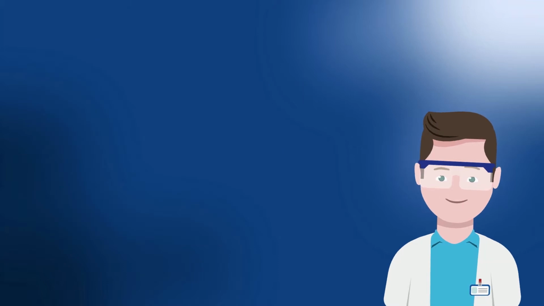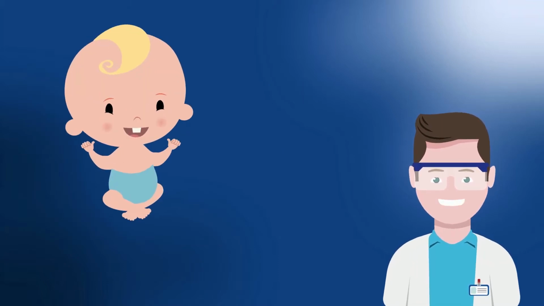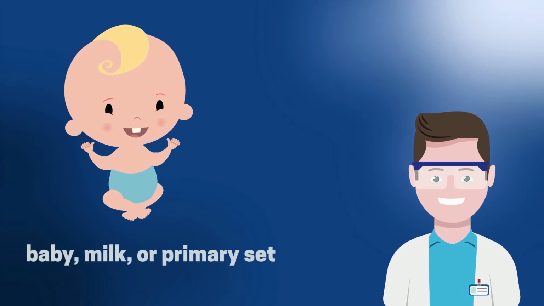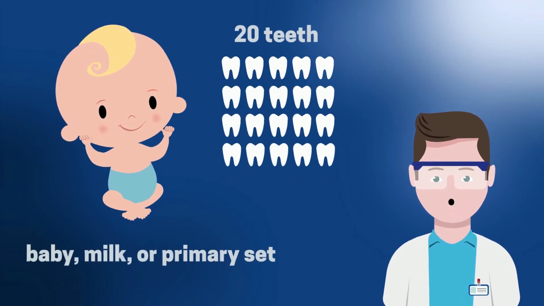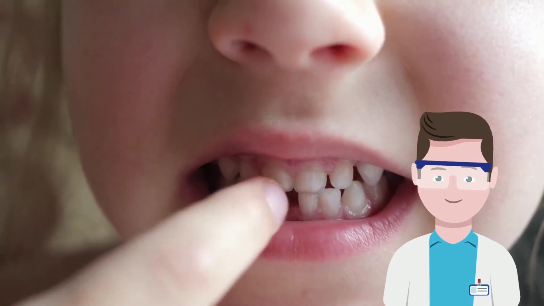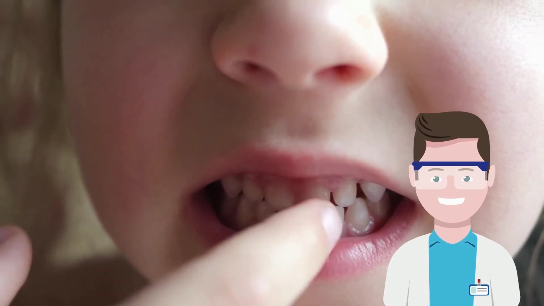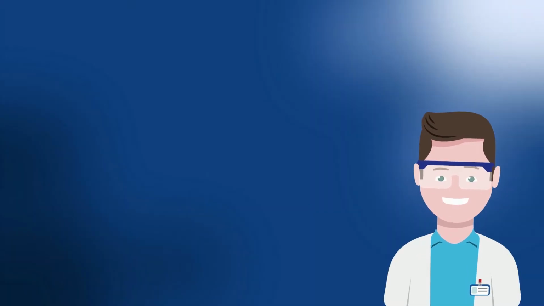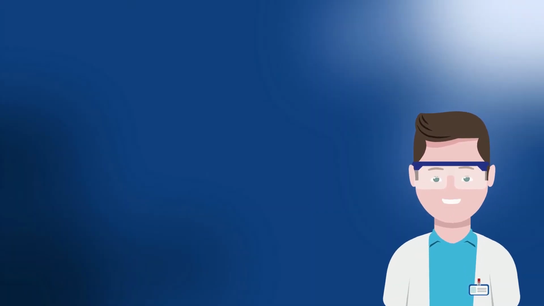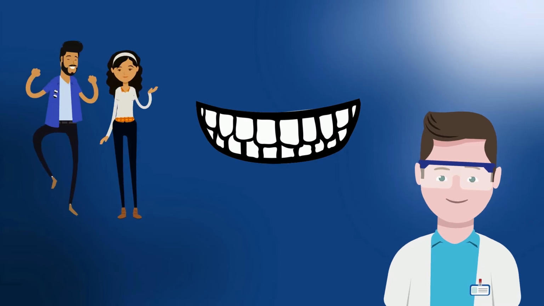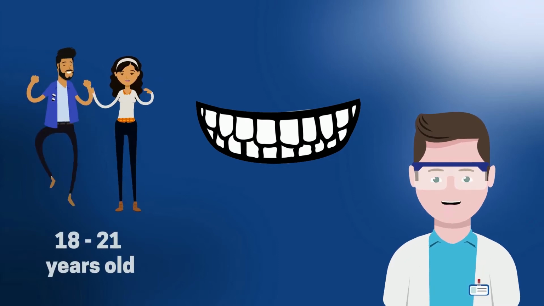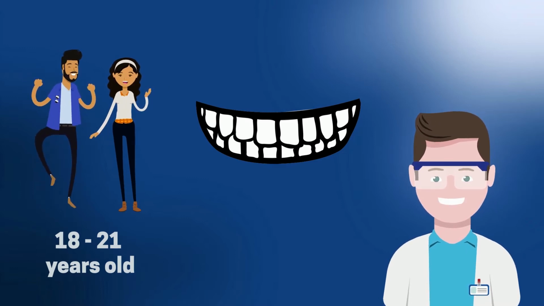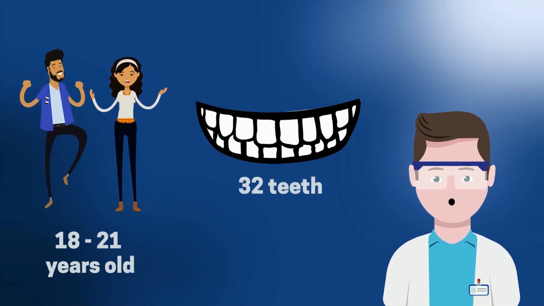The first teeth appear around the age of 6 months. The first set is called baby, milk, or primary set. This dentition consists of 20 teeth. At about 5 years of age, this first dentition begins to be replaced by a permanent dentition. Despite starting early in the child's life, permanent teeth formation is only completed in adulthood, between 18 and 21 years old. This last dentition, when complete, consists of 32 teeth.